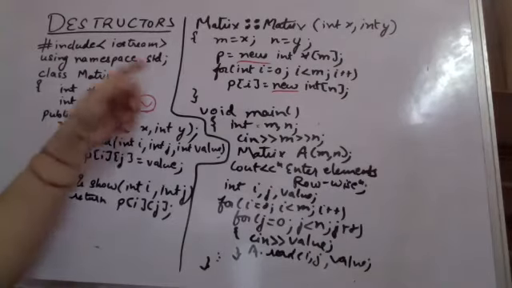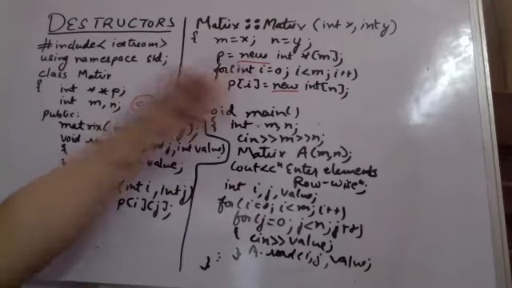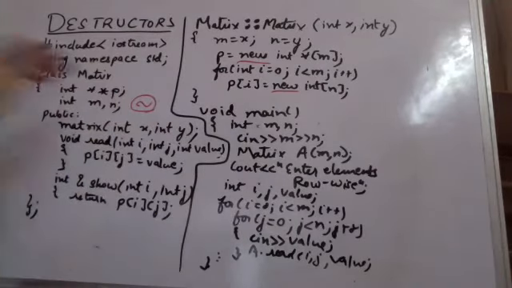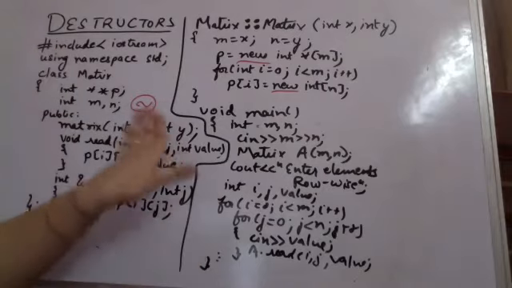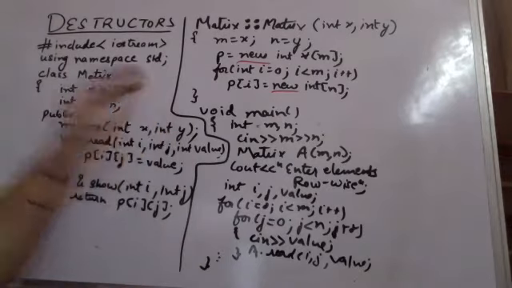Whatever object we have created in the constructor using the new, we want to delete those objects in the destructor. Currently I have not made any destructor. I'll show you where we make it.